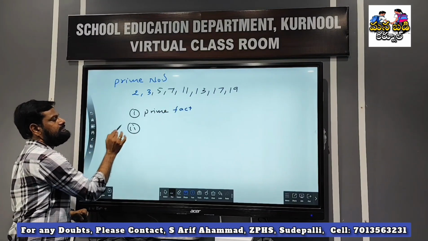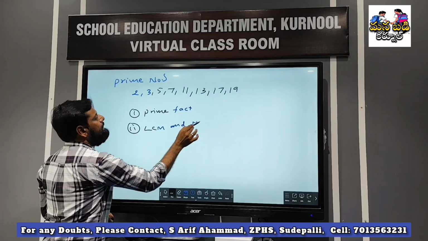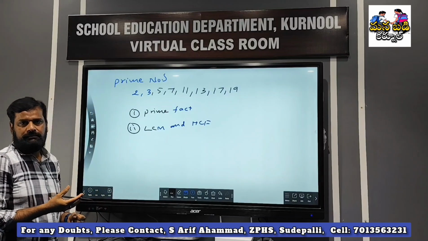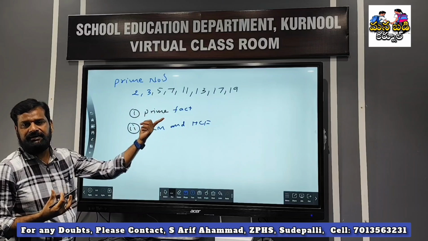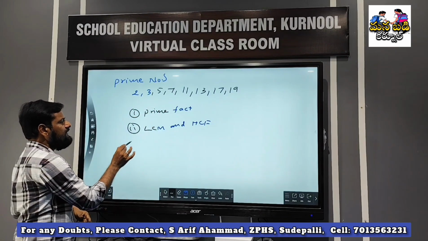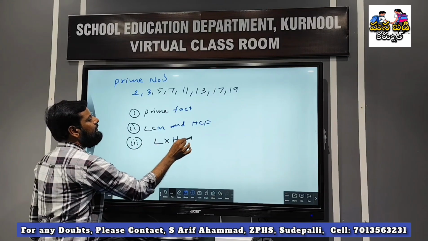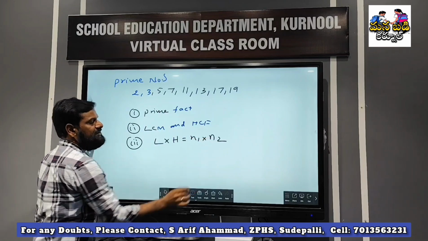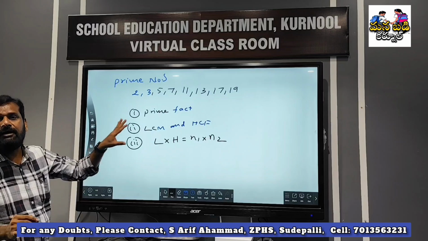Second thing, LCM and HCF. To find these two things also, you must know how to prime factorize a given number. If you don't know prime factorization, you cannot do this one. You cannot check the relationship that LCM and HCF is equal to the product of two given numbers. Only one concept, you are missing 3 concepts, 3 models of problems.